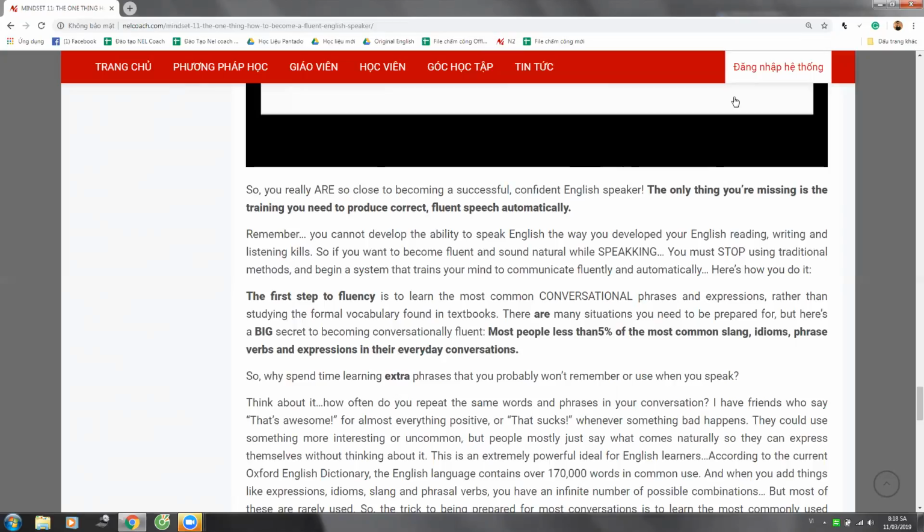This is an extremely powerful idea for English learners. According to the current Oxford English Dictionary, the English language contains over 170,000 words in common use.